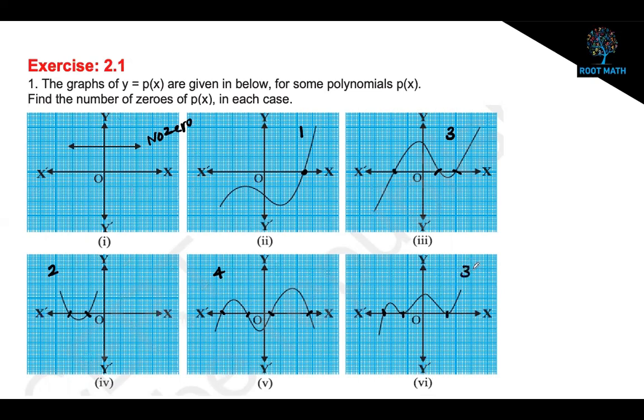I hope you all understood what is the zeros of the polynomial, how to identify the zero of the polynomial from the given graph, and how to find the zeros of the polynomial in factorization method.